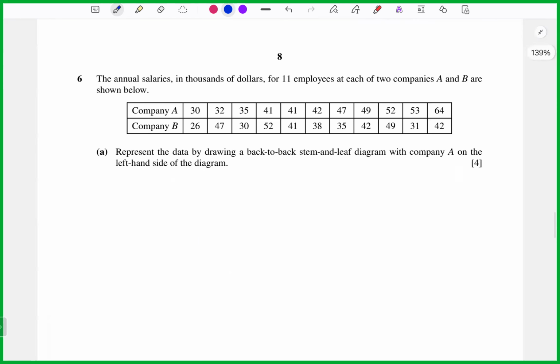Okay, now let's look at the next question. Question 6. The annual salary in thousands of dollars for 11 employees at each of two companies, A and B, are shown below. Represent the data by drawing a back-to-back stem and leaf diagram with company A on the left-hand side of the diagram. So let's see how to do this question.